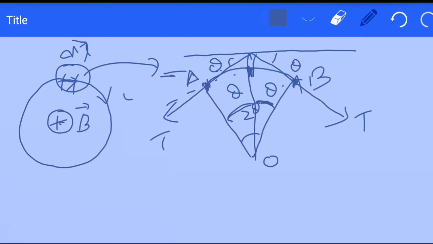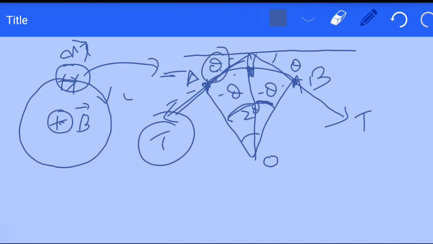As we move A and B further and further, this theta keeps on increasing. So this tension, from the horizontal direction, starts bending in the downward direction, and this angle also keeps on increasing. That is the reason I have marked these 2 angles as theta and theta. Okay, so these angles are equal.